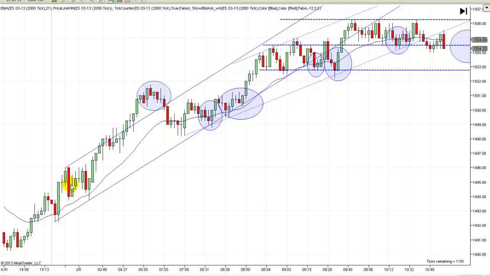You got to be thinking we're going higher because we're bouncing off this trend line all the way up. And so there were 3 entries there right near the open this morning, and all of them would have given you a nice move up to these highs right in here.